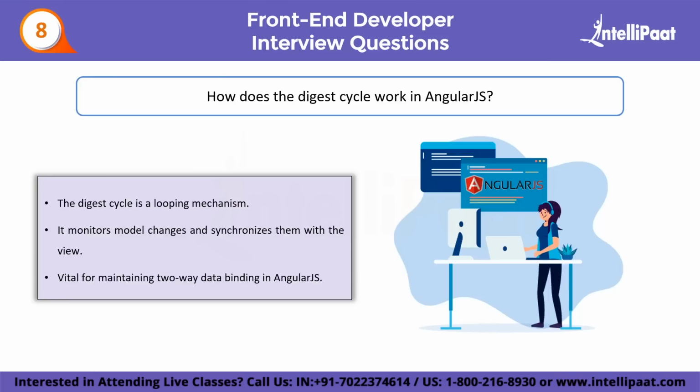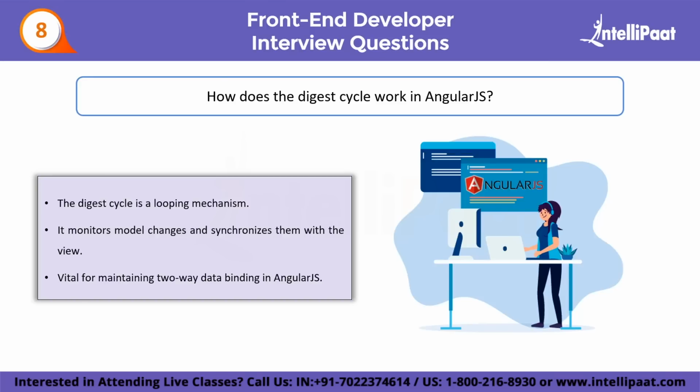The digestion cycle can also be triggered by AngularJS itself. For example, after an asynchronous operation completes, like an HTTP request or a timer, when these operations finish, AngularJS checks the associated scope variables and updates the view if necessary.